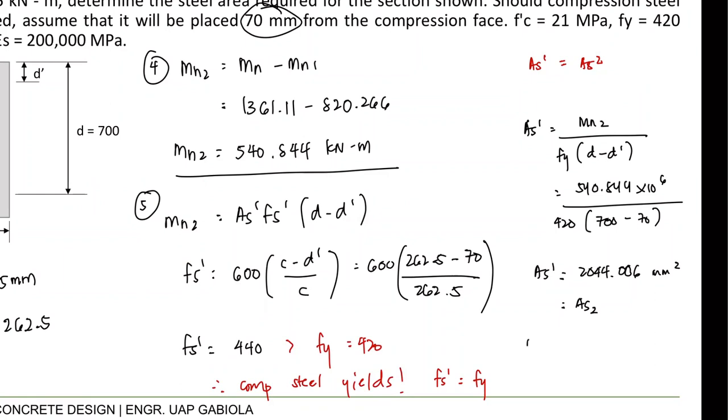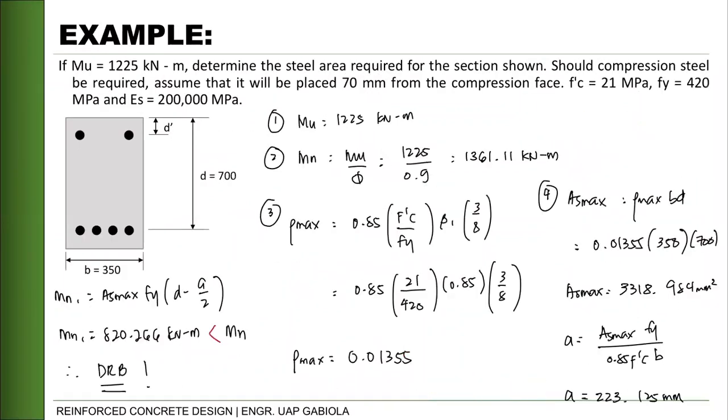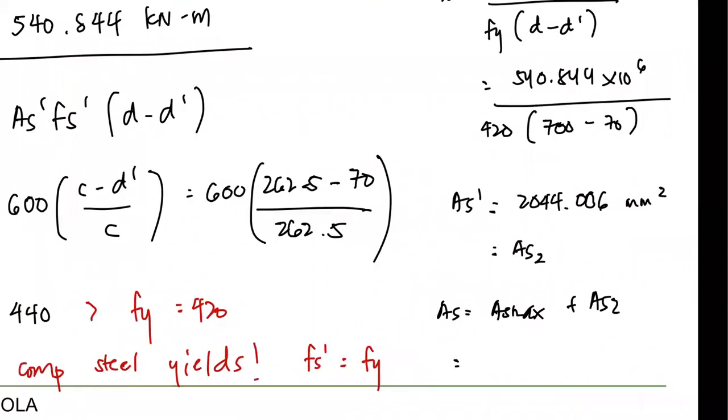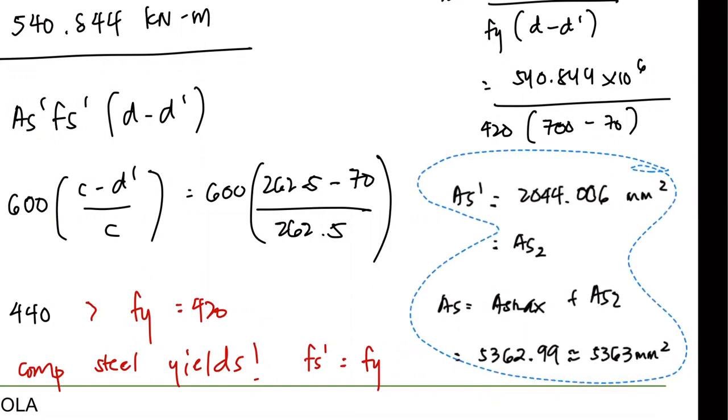Okay? So ang As natin ngayon will be As max plus As2. So kung ano yung As max natin kanina, yung max natin is this value. So pa-add lang natin. So yung para sa tensile reinforcement natin, it will be 5362.99 o 5363. Okay? So ito yung kailangan nating lagyan ng reinforcement detail.